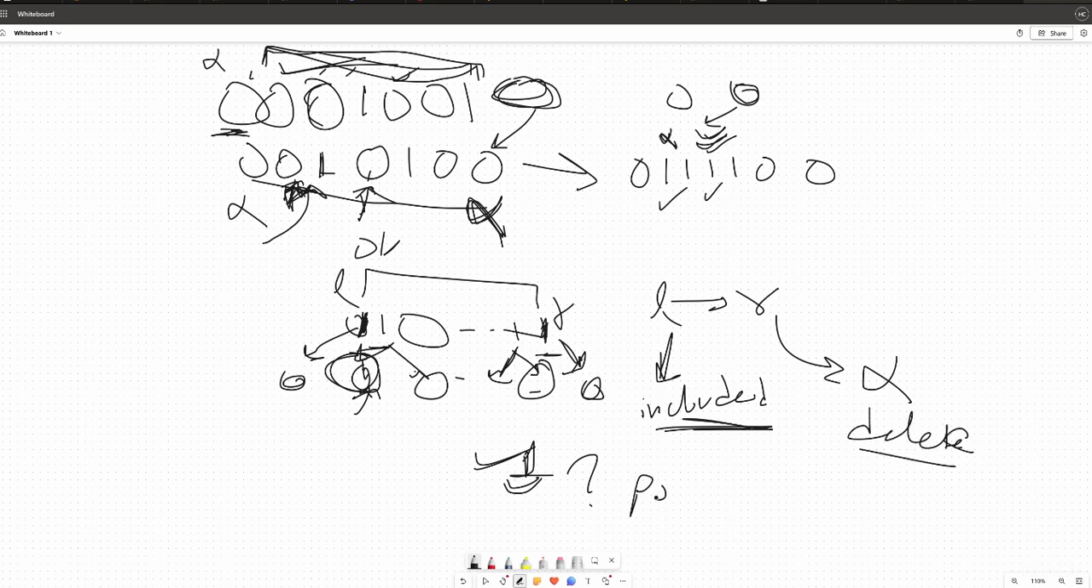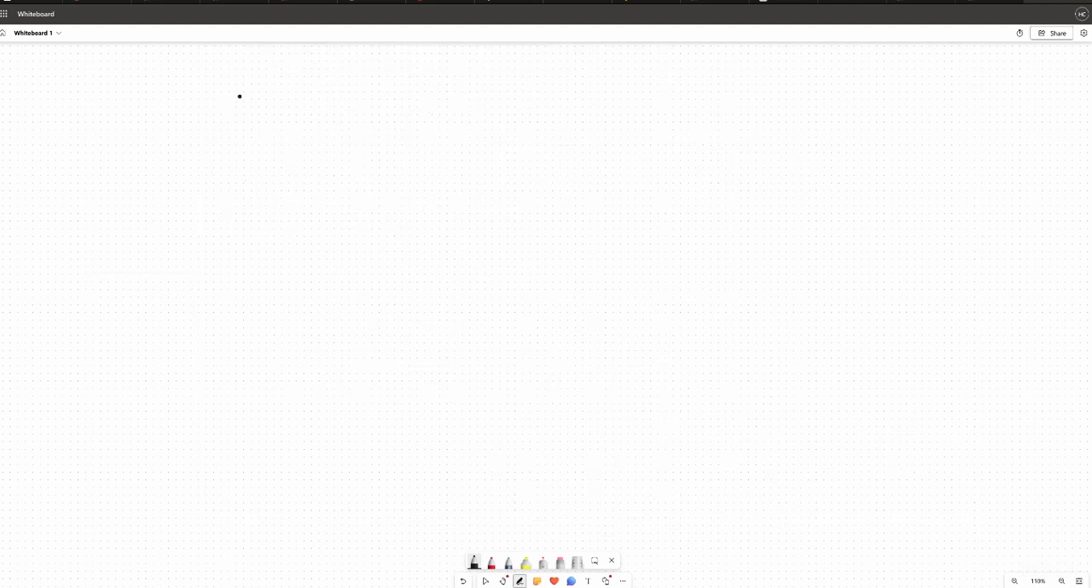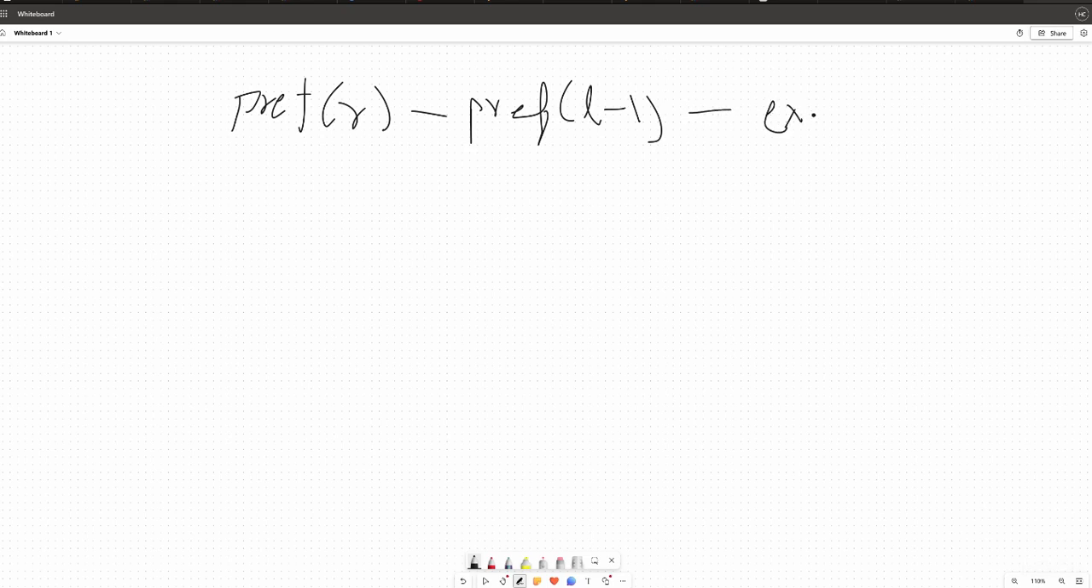We have prefix of L, R. Okay, just clear it and write it down. We have prefix of R minus prefix of L minus 1, actually L minus 1. Okay, prefix of R minus prefix of L minus 1 minus excluded. These excluded ones are from the edges from L to R, right?